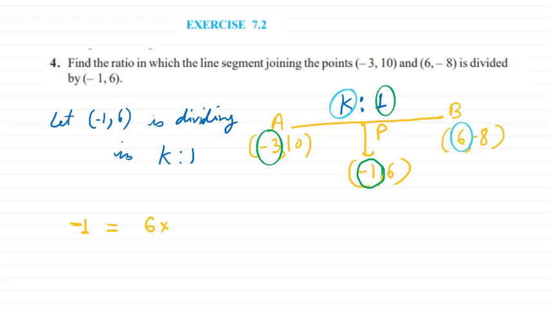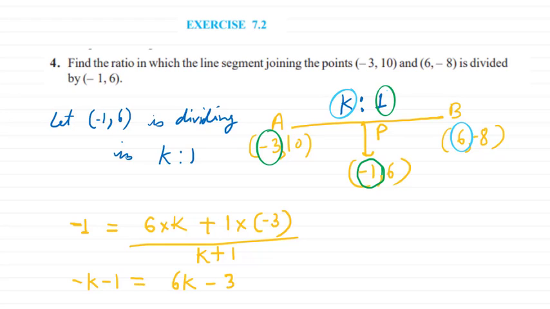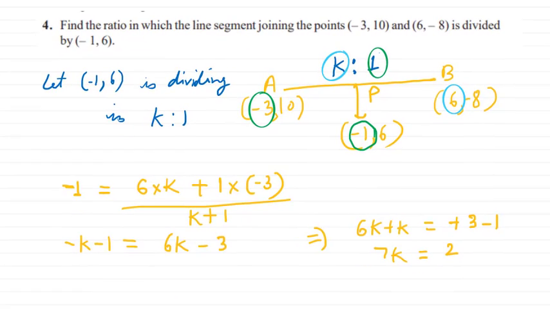So we have to multiply 6 with k, and then 1 we multiply with -3, divided by k plus 1, and here we have the unknown value k. So with this equation we can find out the value of k. Here I'll get 6k minus 3, and from here 6k plus k will be equal to -3, minus 3 will go to the other side so it becomes plus 3 minus 1. So I'll get 7k equals 2. So k from here will be 2 by 7.